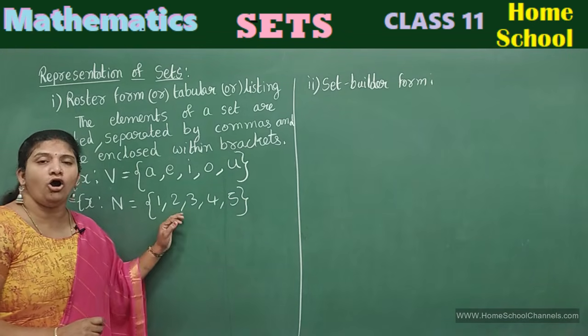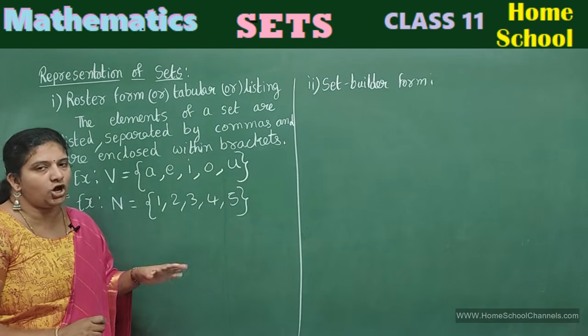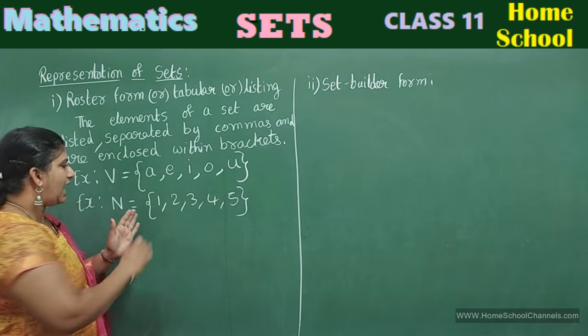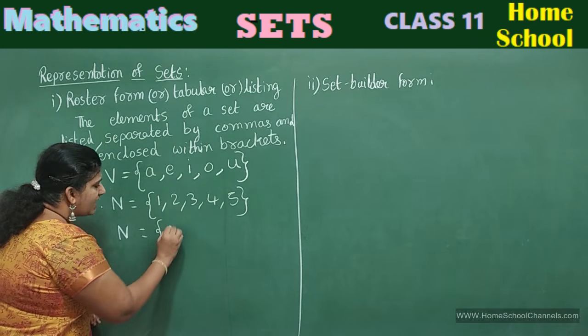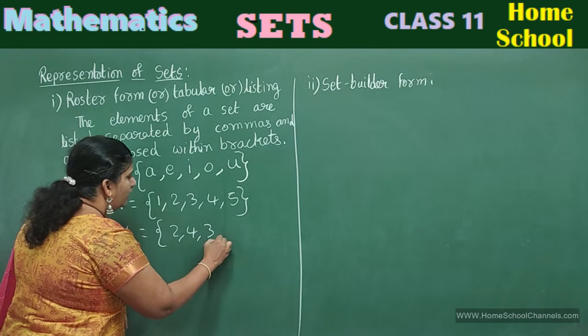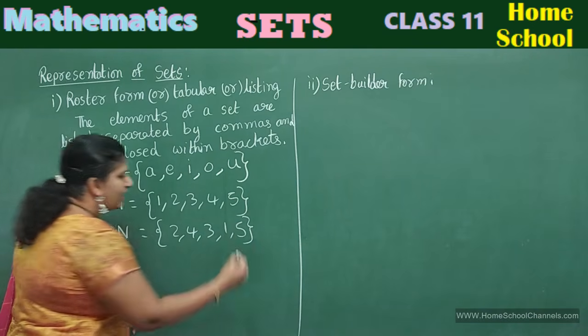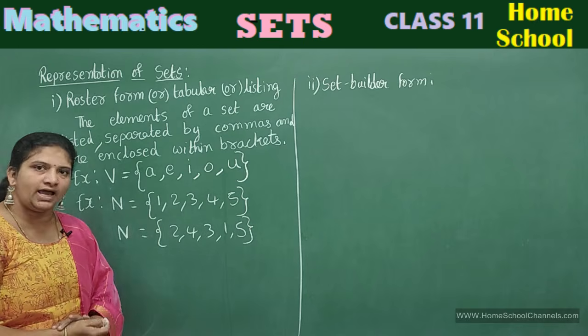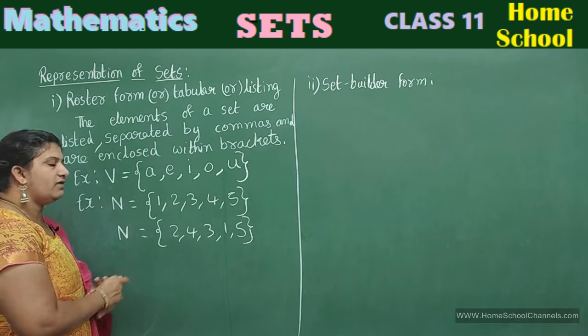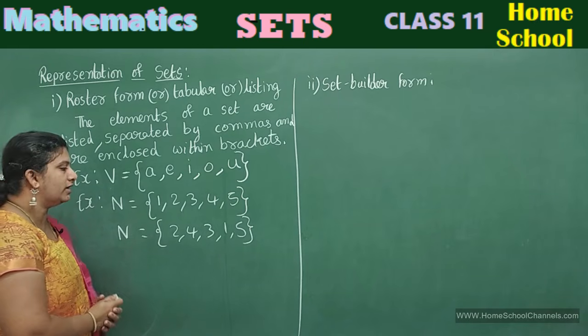And here the order of the elements is not necessarily the same. I may write 1, 2, 3, 4 or I may write this as 2, 4, 3, 1 also. Order is not necessary. Anyway, you can write the elements inside it. And one more point you need to remember here.